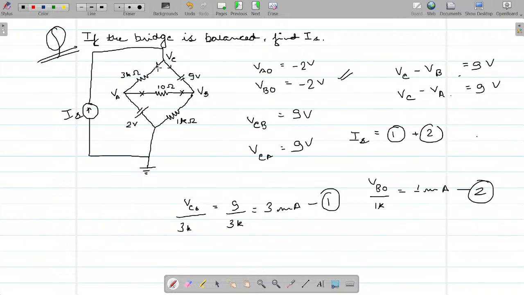There is no current flowing in this branch. The total current supplied by the source will divide into two branches, one here, one here. This one is the current in the 3 kilo ohm resistor, and this one is the current in the 1 kilo ohm resistor, which we have calculated. So the total current is 3 plus 1 is equal to 4 milliamperes. That would be your answer. It was a very simple question. All you need to do is go step by step. Did I make some mistake? Yes, I did. And nobody corrected me also.